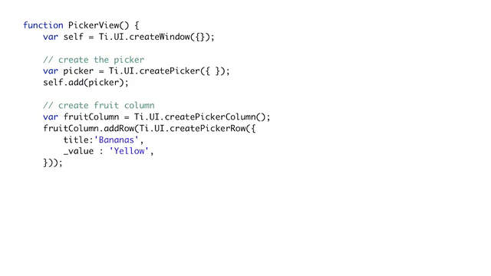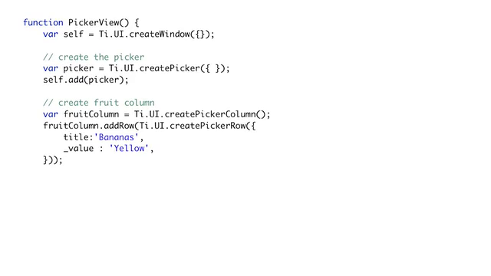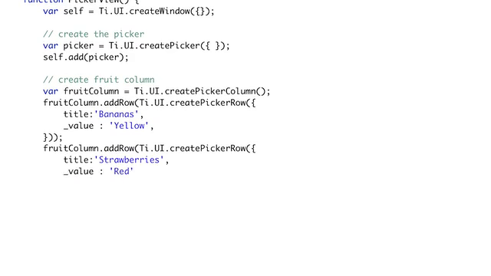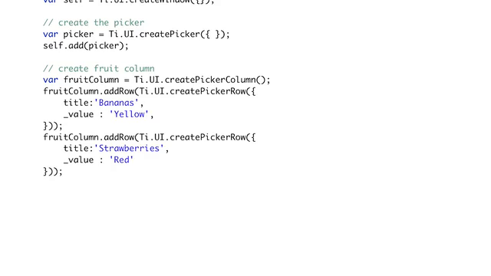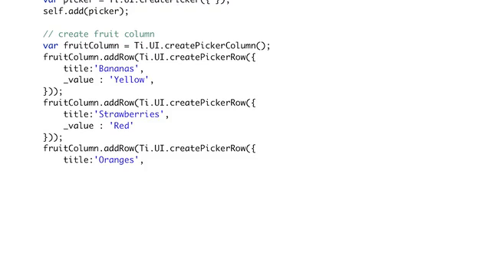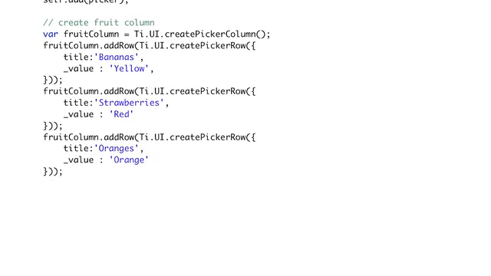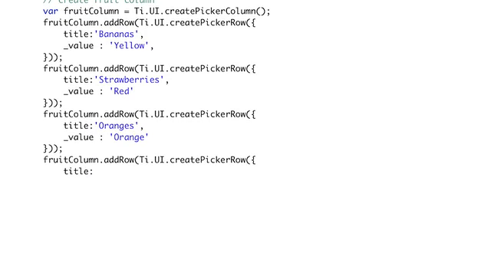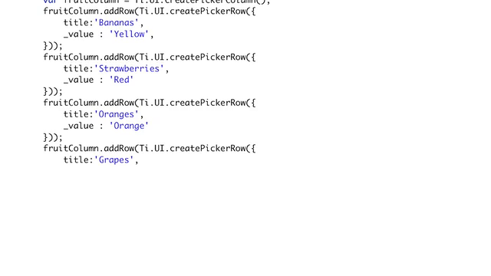And then we'll do the same thing with strawberry, which would be red, as the value. So fruitColumn.addRow ti.ui.createPickerRow, and then title will be strawberries, and then the underscore value equals red, and then we'll do a fruitColumn.addRow and then we're going to add our oranges, title oranges, and then the value would be orange, and then the last one we'll add is grapes, and that could be purple or green, whatever. So grapes, and then the value will be purple.